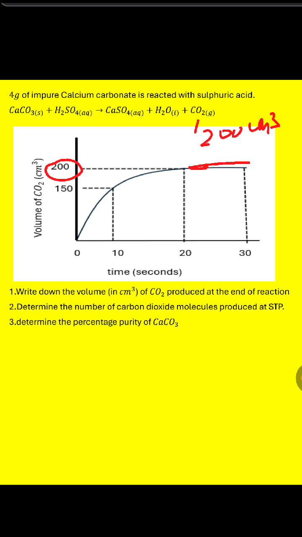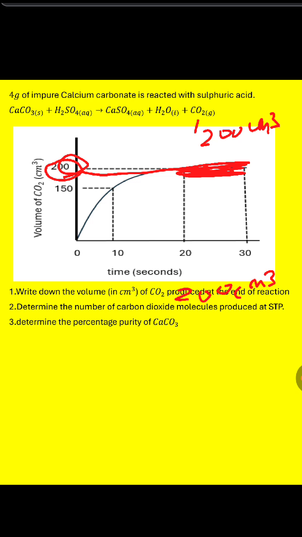So they say write down the volume in cubic centimeters of carbon dioxide that is produced at the end of the reaction. We know that here at this stage, the reaction has ended, and when it ends, the volume of carbon dioxide is 200. So the answer to number 1 is 200 cubic centimeters. That is the volume that is produced at the end of the reaction. So now let's look at number 2.